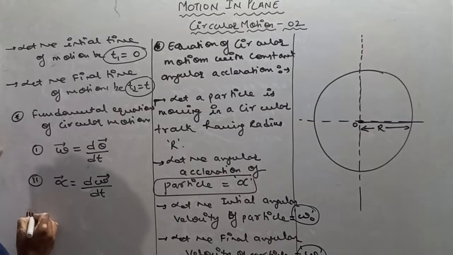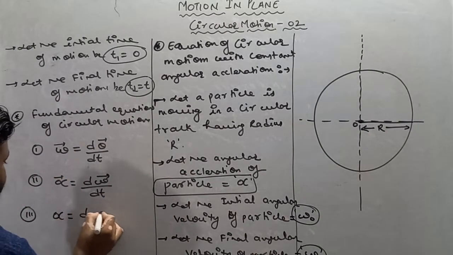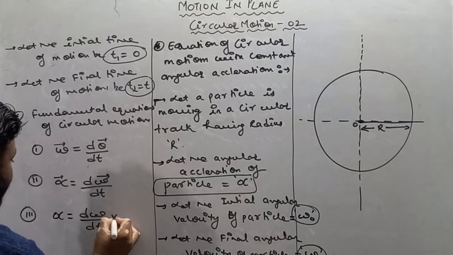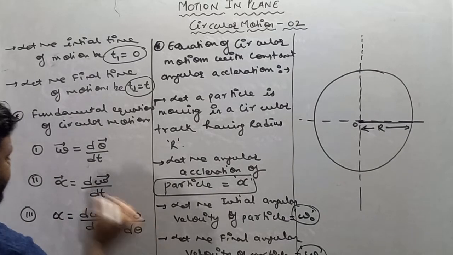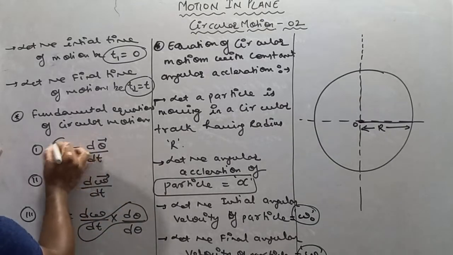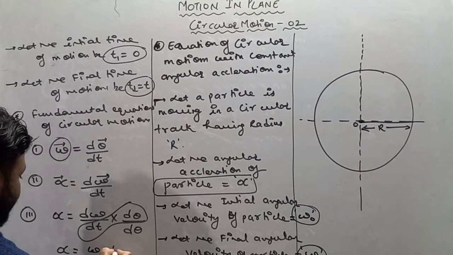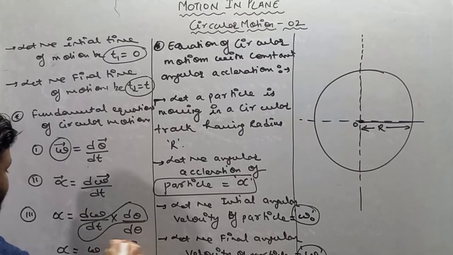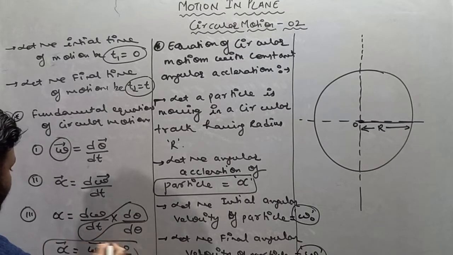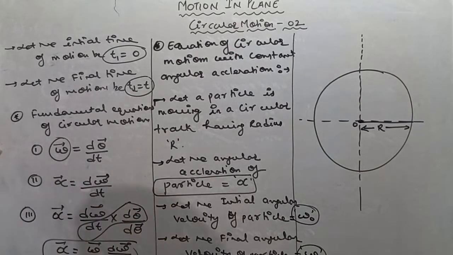And one more formula is there for alpha. It is alpha equal to d omega by dt. I'll multiply with d theta and divide with d theta, and we know that d theta by dt is nothing but omega, so alpha can also be written as omega d omega by d theta. This is one more formula of angular acceleration.